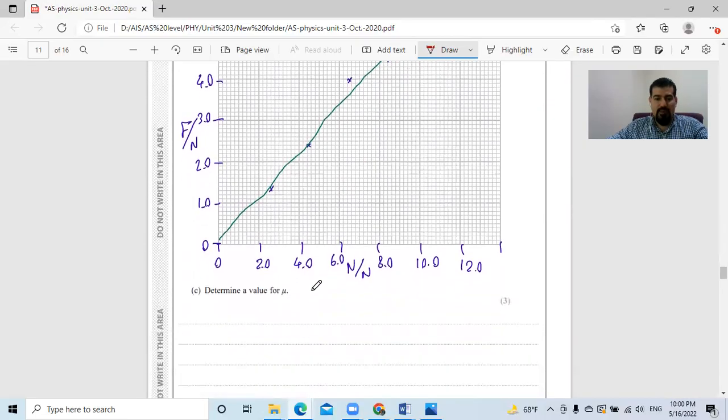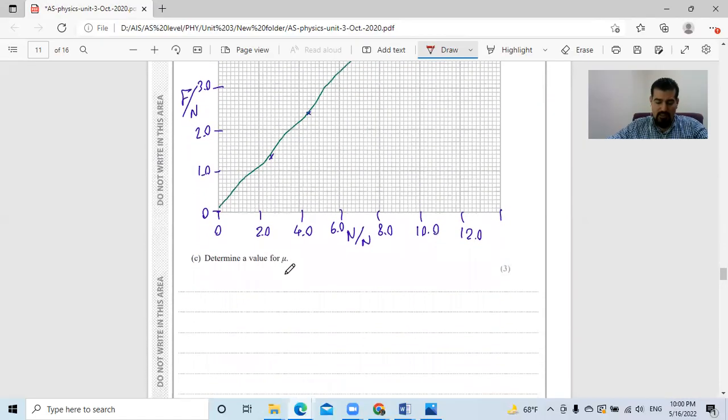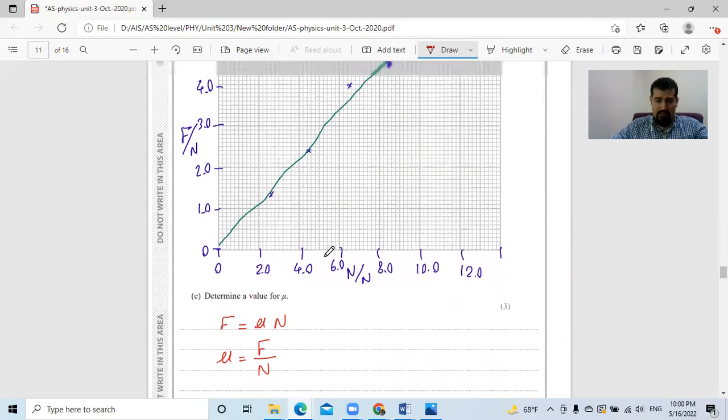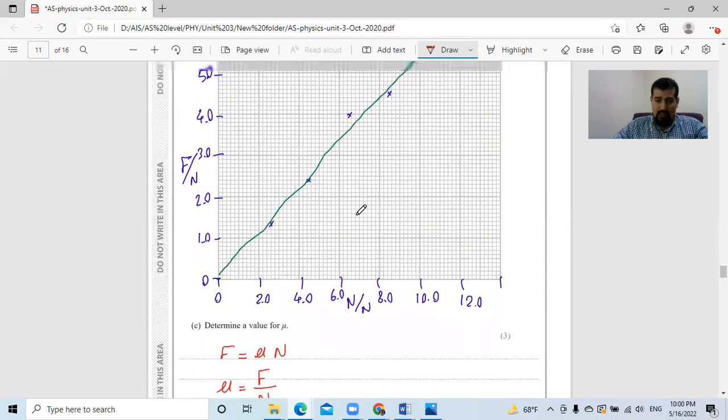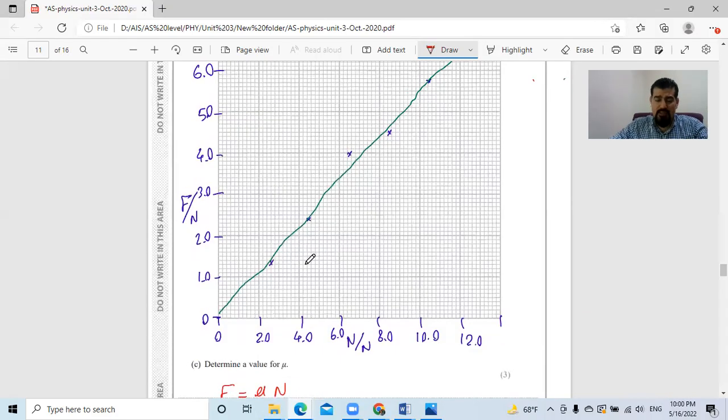Then determine the value of mu. As you told me, and as I can see on the chat, if the friction force equals mu N, that means mu equals friction divided by normal, which is obviously the gradient. So what I'm going to do is take 2 points, which is clear.